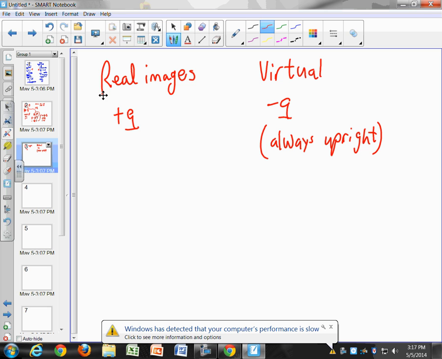Real images, on the other hand, are always inverted, when we're dealing with one lens or one mirror, as a caveat. If you have two lenses or mirrors, it's possible that the first one can flip it, and then the second one can flip it again. We'll get into that in just a moment.